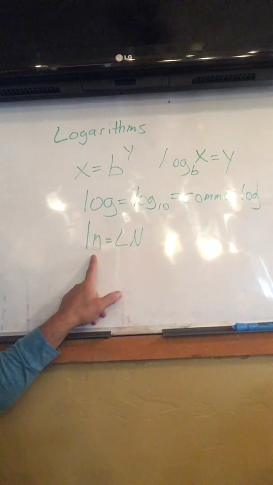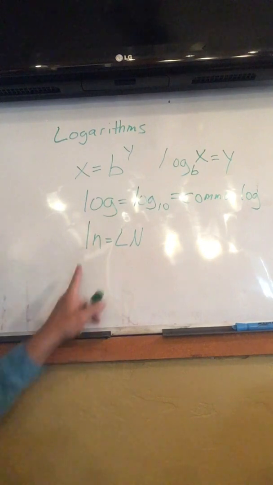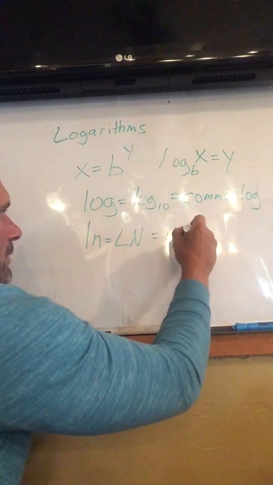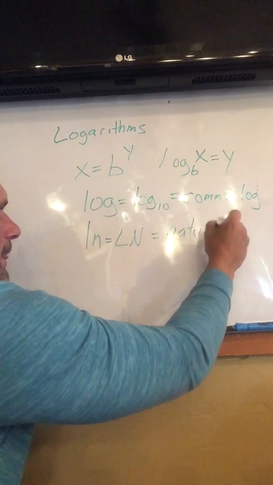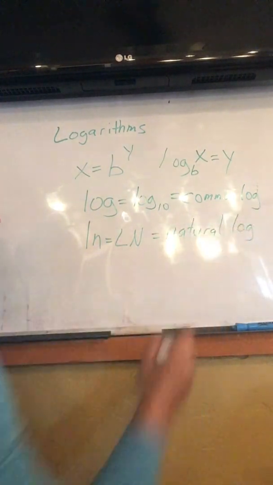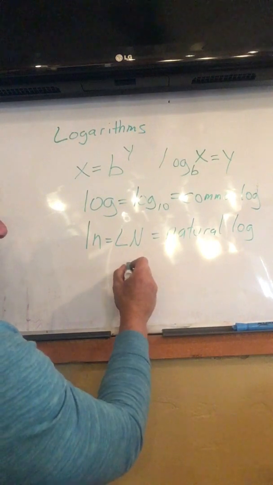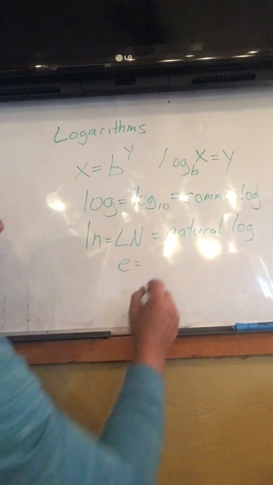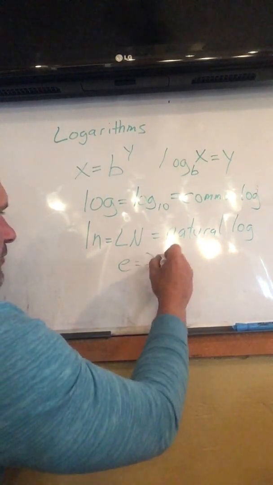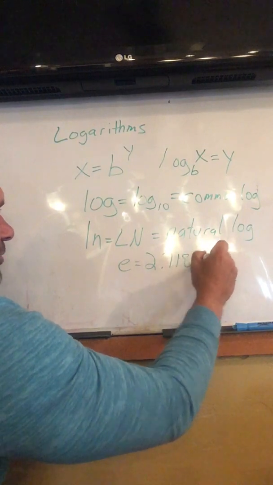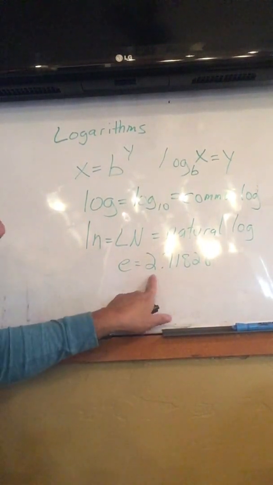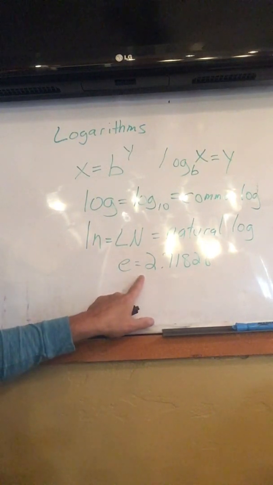This other one is the natural log. The natural log is when the base is the lowercase e. Lowercase e is the natural number, and the natural number goes on forever, kind of like pi does. It's an irrational number, but this is a number that we can use for the natural log.